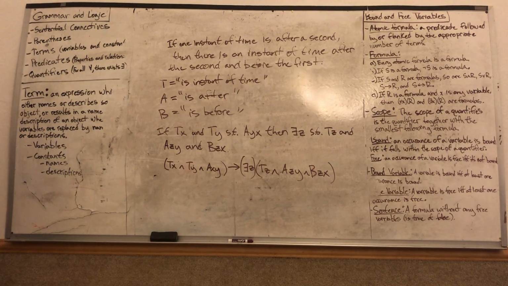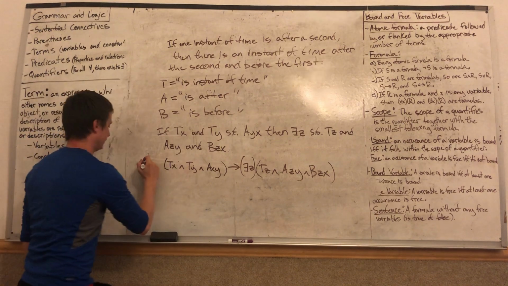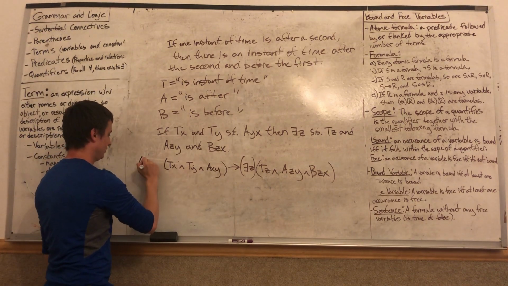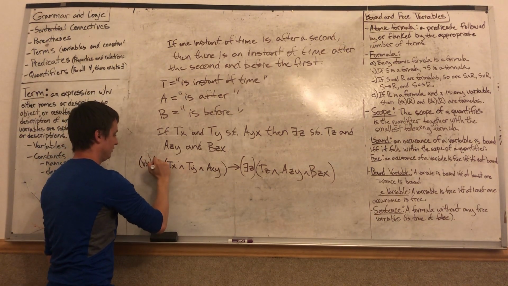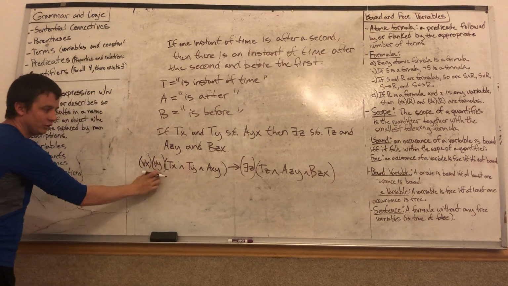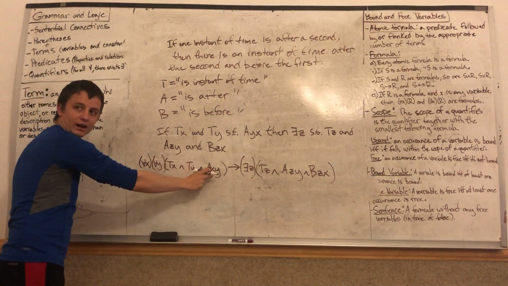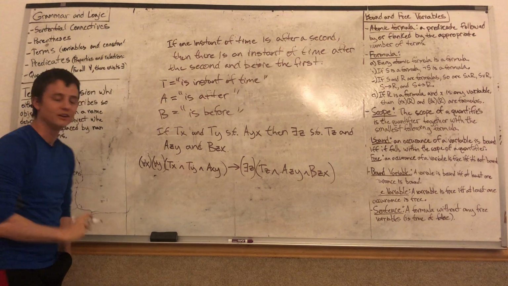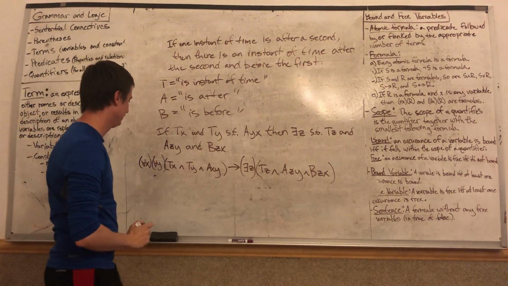Is it saying that there exist two instances of time such that... No. It's not saying for all instances of time, there exists. It's saying for all X, for all Y. For any two instances of time such that the first is after the second, there exists a third instant of time.